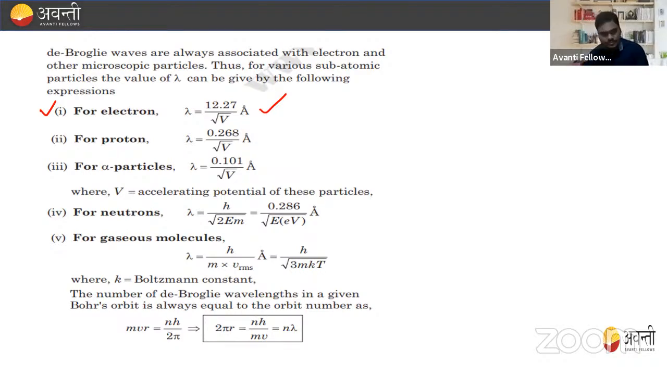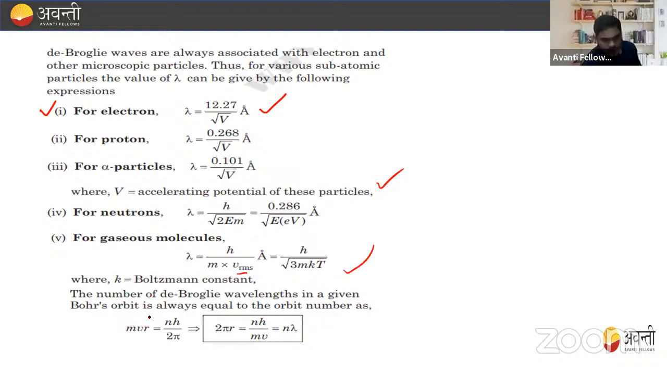Similarly for the proton, we can use the formula 0.268 over the square root of V. For the alpha particle, we use the formula 0.101 over the square root of V, where V is the accelerating potential of the particle. Similarly for the neutron, we can use the formula 0.286 over the square root of V, right? And for gaseous molecules, we can use lambda is equal to h upon m times VRMS. And we know how to calculate VRMS: m into VRMS is equal to the square root of 3mkT. So from this we can also calculate.